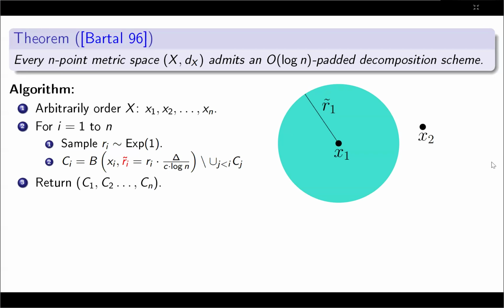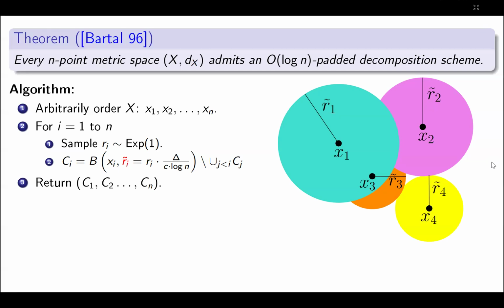Then we take the second point, and we sample a new radius. The new cluster will be all the points at distance at most r2 from x2 which are not already clustered. And then the third point, the third radius, this point could be already clustered, that doesn't matter. Take the third point, grow a random cluster around it, and cluster all the points which are not already clustered, and so on and so forth until everything is clustered.